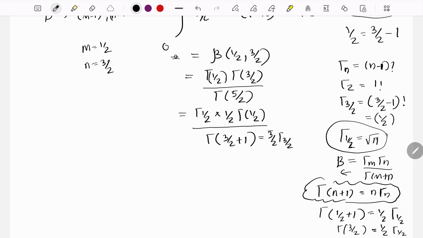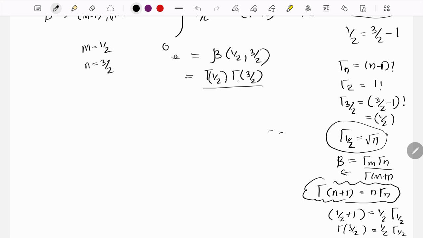But here this is m plus n, so this is gamma of m plus n, that is here m equal to 1 by 2 and n equal to 3 by 2, that is gamma of m plus n, that is 1 by 2 plus 3 by 2, that is 2. So here it is actually gamma of 2, not 5 by 2. I made a mistake, sorry. So this is actually gamma of 2.